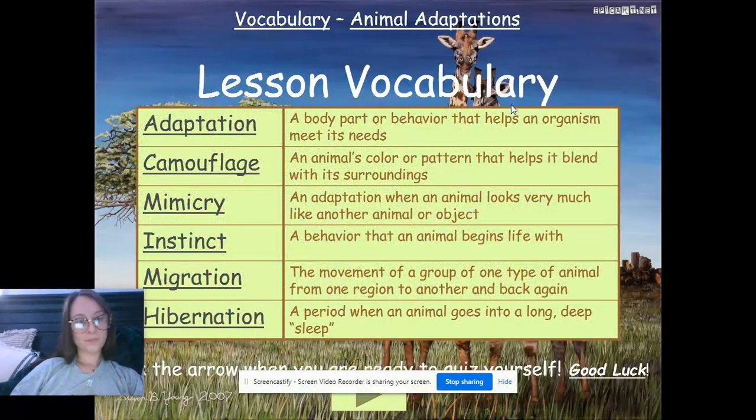Okay. This is going to be some of the key vocabulary we're going to be talking about this week, and kind of throughout the unit. Adaptation, camouflage, mimicry, instinct, migration, and hibernation. Today's lesson, we're only going to be talking about 3 of these things.